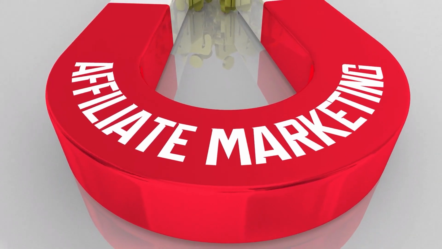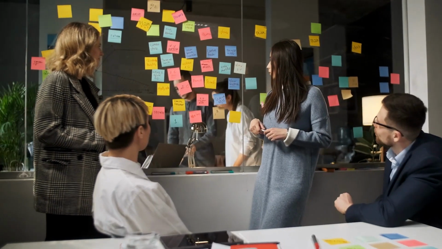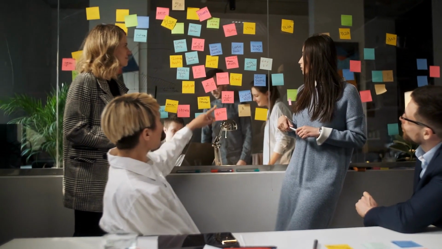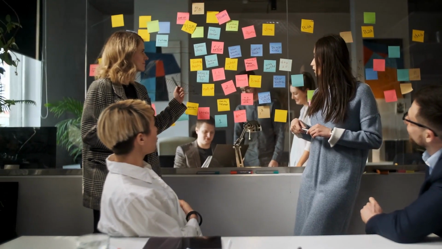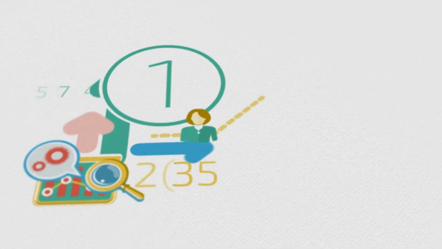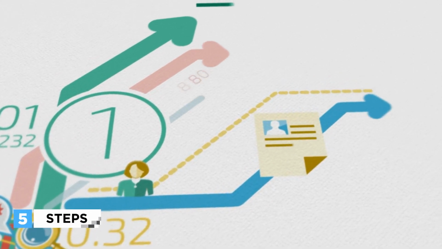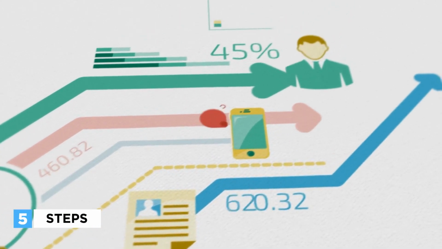What exactly is affiliate marketing? This is a question asked very regularly, and the answer is actually quite simple. Affiliate marketing is a method of earning a commission by recommending products or services to your friends or readers. To make things easier, here's a 5-step process for getting started with affiliate marketing.